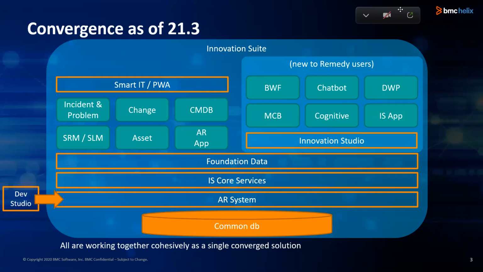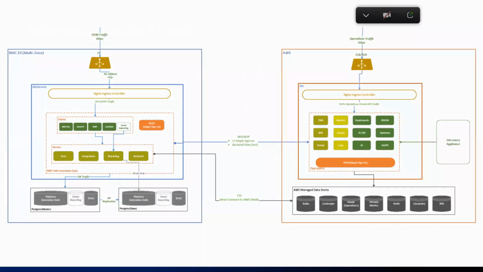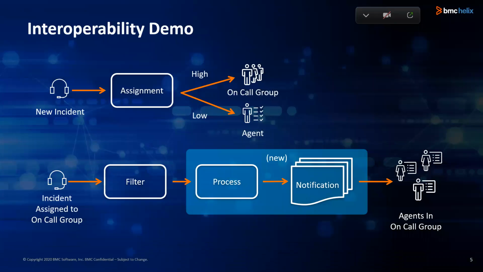Now what I want to show you is another kind of interoperability capability, not just that the IS layer can see down into AR forms and do things like bind a view or modify forms in a process, but also how you can use an AR system object to access something in Innovation Studio that was built in Innovation Studio. So the demo I'm going to show here is basically a visual of what I'm going to show you, what I built.